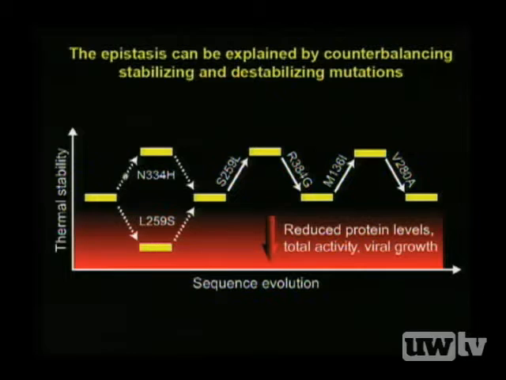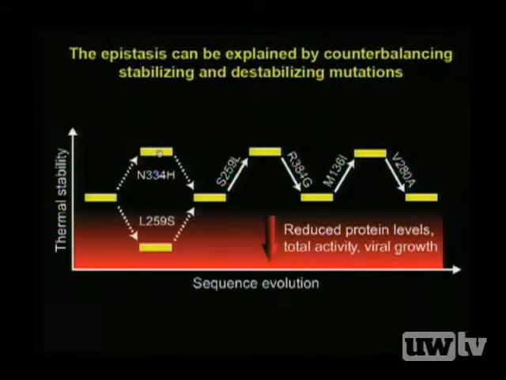You can also make the protein more stable, like this N334H mutation does. But that doesn't have any phenotypic effect if the protein is already stable enough, because it was already well folded. So now it's more well folded, but that doesn't do anything. But once you add this N334H mutation, you can then get a destabilizing mutation like this L259S change.